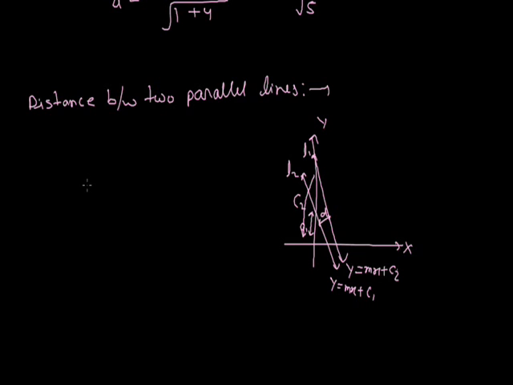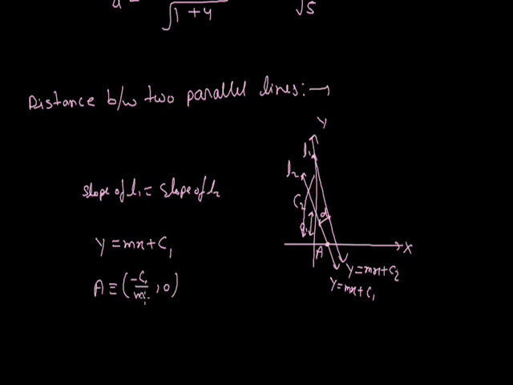Now, the slope of L1 is equal to the slope of L2. We know that L1 is y is equal to mx plus c1. Now here we can find the point A, which is this point. Suppose this point is point A. Now we can find the coordinates of point A because the y coordinate of this point is 0. So A is equal to minus c1 upon m, comma 0.